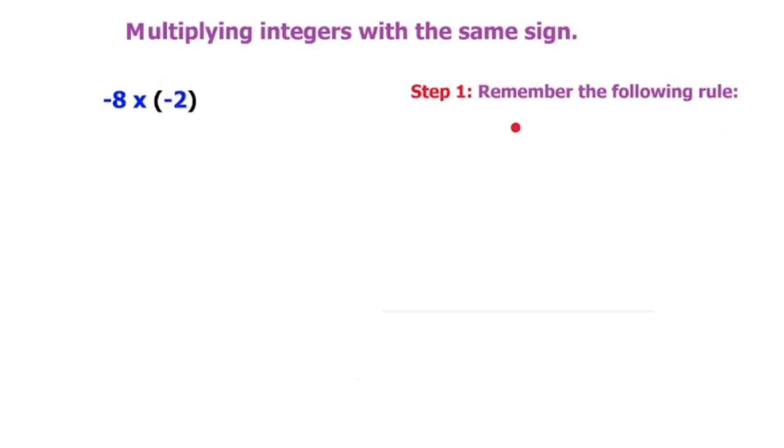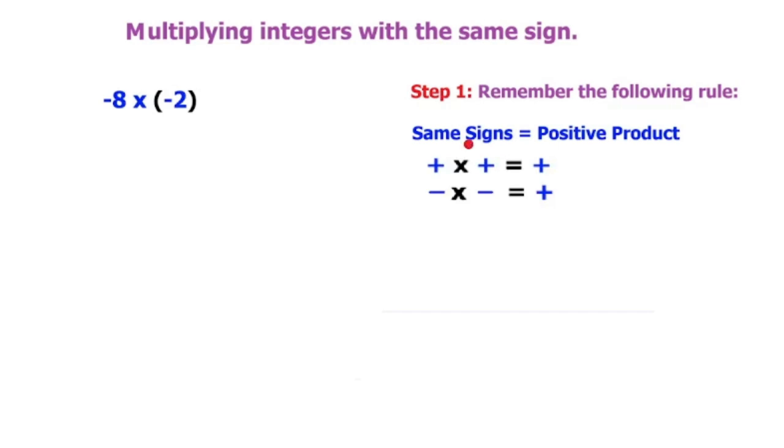So remember the following rule. Same signs equals positive product. So that means if there's a positive times a positive, it'll equal a positive. If there's a negative times a negative, it'll give you a positive. So these signs are the same. When they're the same, they'll give you a positive product. Okay?